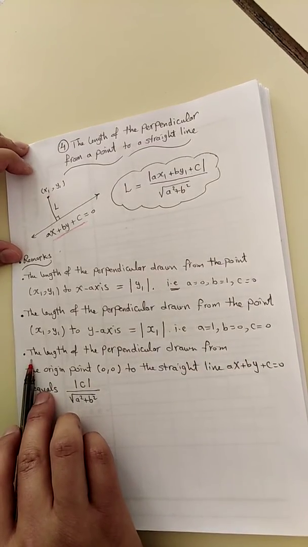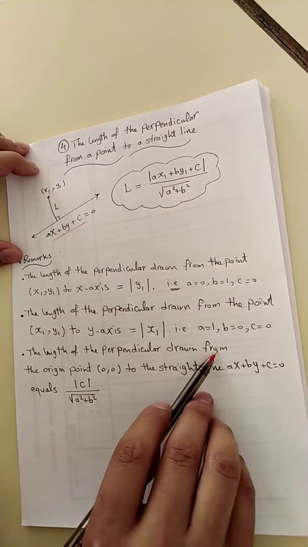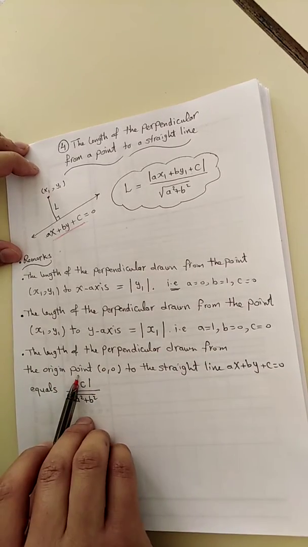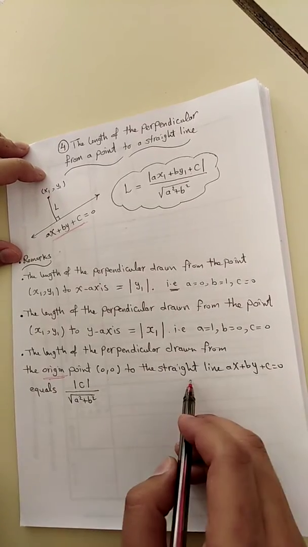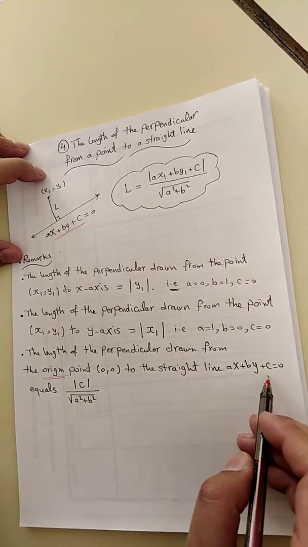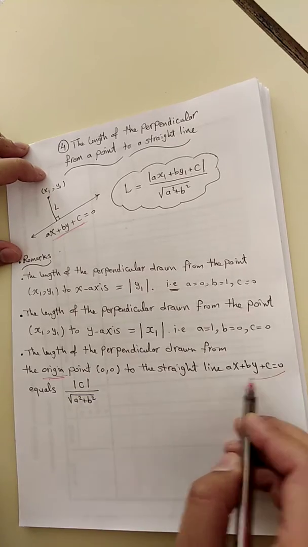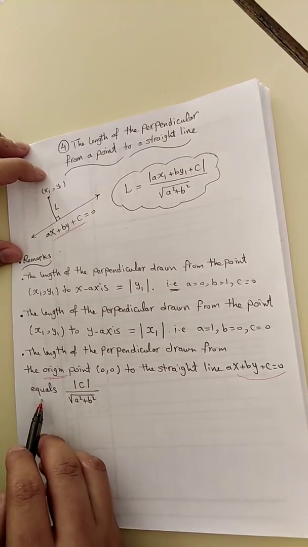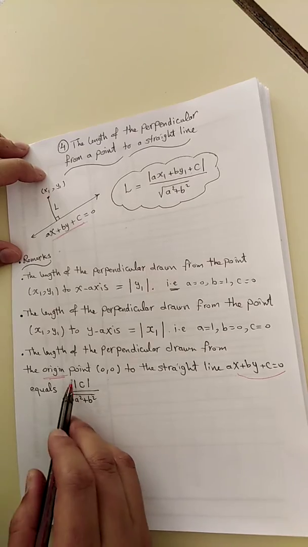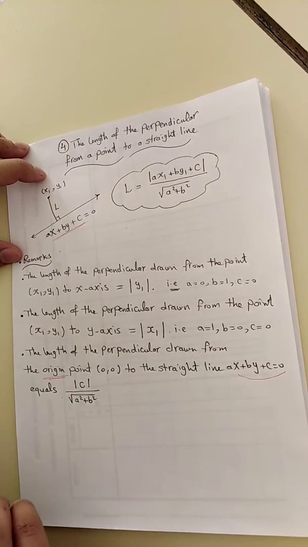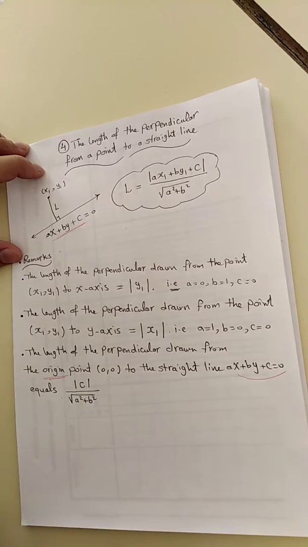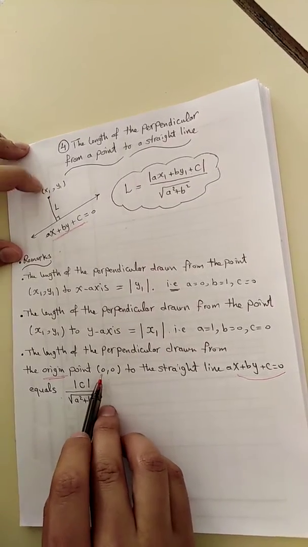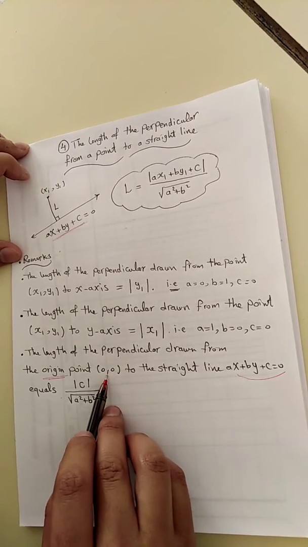In the third case, the length of the perpendicular drawn from the origin point (0, 0) to the straight line AX plus BY plus C equals 0. This is the equation. The length will equal the absolute value of C over the square root of A power 2 plus B power 2, because the starting point is (0, 0).